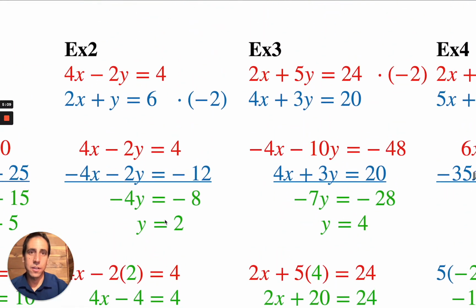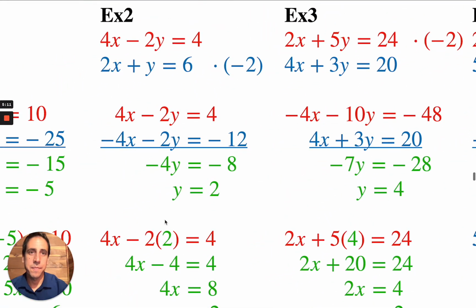So let's go here. Example number 3. If we just try and eliminate these right off the bat, if we add these equations together, we're just going to get 6x and 8y, and that's not going to help anything. A third equation with 2 unknowns in it, you just can't solve.